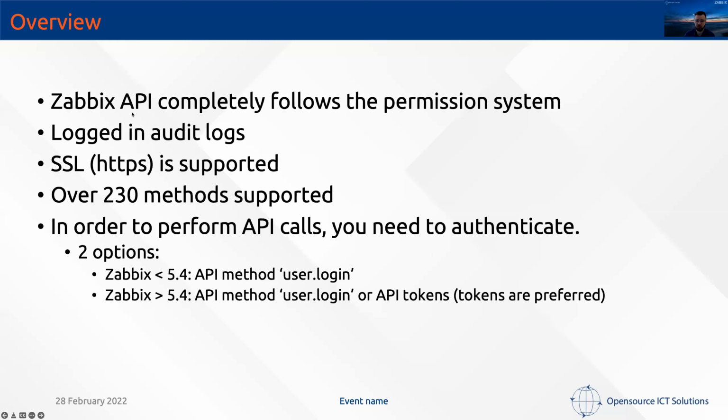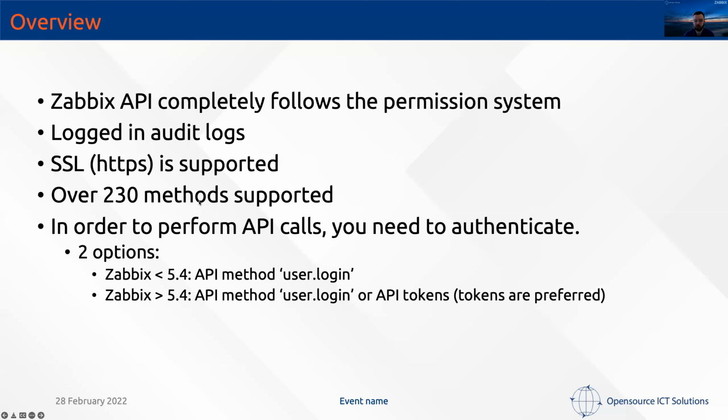Anything we do on that API will also be logged in the audit log. So you will still have an audit trail for that API user. Of course, HTTPS SSL is also supported, so we can connect securely. And we can do a lot of different calls. We were talking about those methods for a little bit.